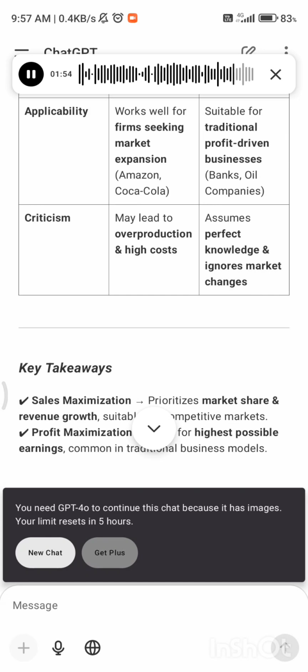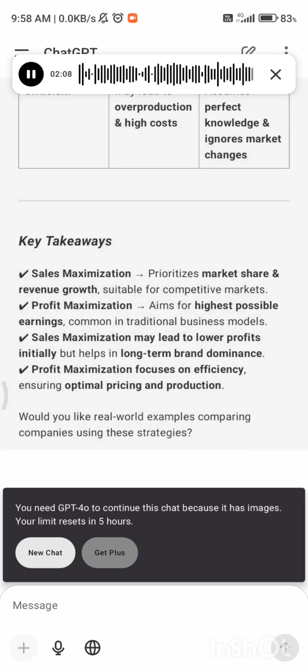Sales maximization may lead to lower profits initially, but helps in long-term brand dominance. Profit maximization focuses on efficiency, ensuring optimal pricing and production. Would you like real-world examples comparing companies using these strategies?